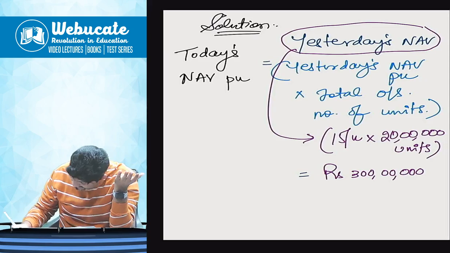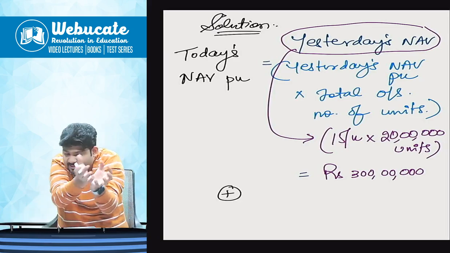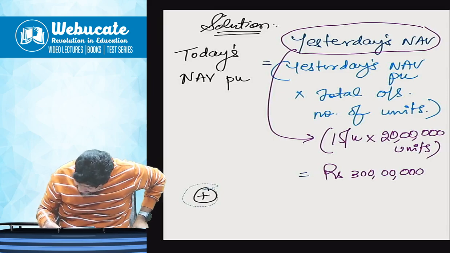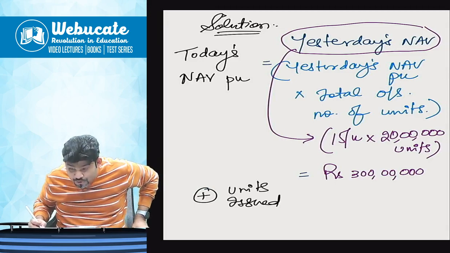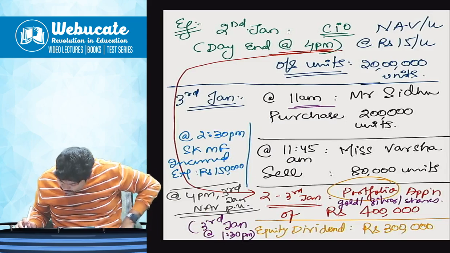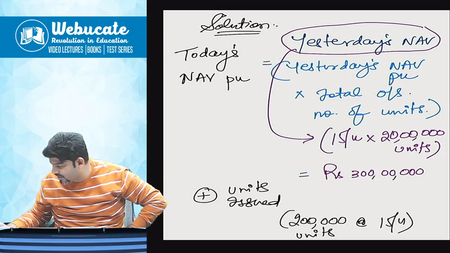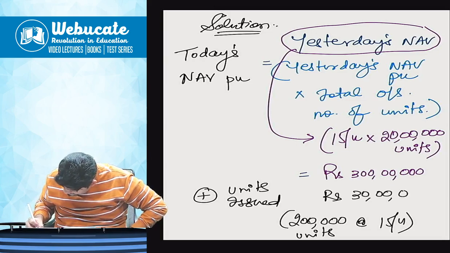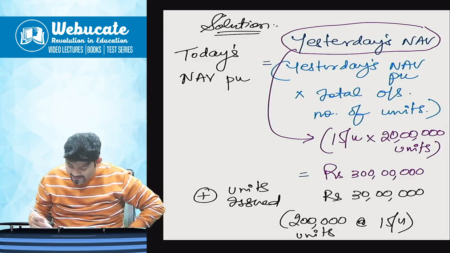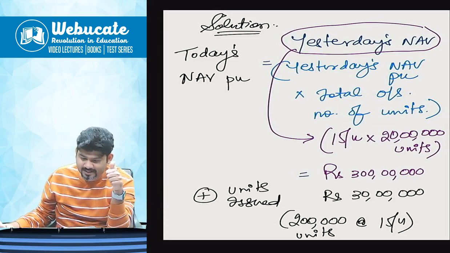So, we will say that to this 300 lakh, add units issued, to which we will receive cash. So we will add units issued. Okay, how many units are being issued to Mr. Sidhu? 2 lakh units. And per unit, at the rate 15 per unit. So 2 lakh into 15 per unit is 30 lakh. Is rupees 30 lakh. Are we clear, everybody? Is the units issued clear to you? Yes? Done. Next.